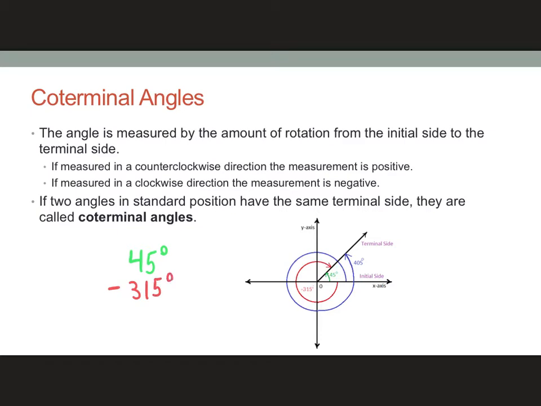Angles can also be measured in more than one full rotation of 360 degrees. In this case, from the initial side all the way around the graph through the initial side to the terminal side again would result in 405 degrees. The measurements of 45 degrees, negative 315 degrees, and 405 degrees all result in the exact same angle. Therefore, they are called coterminal angles.